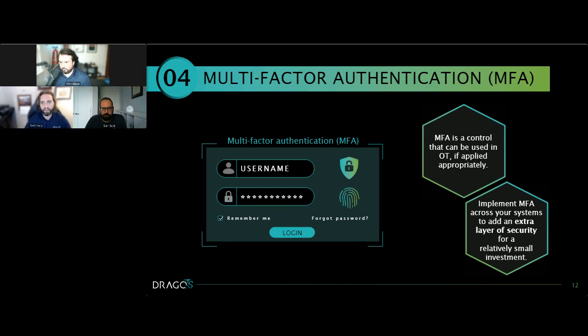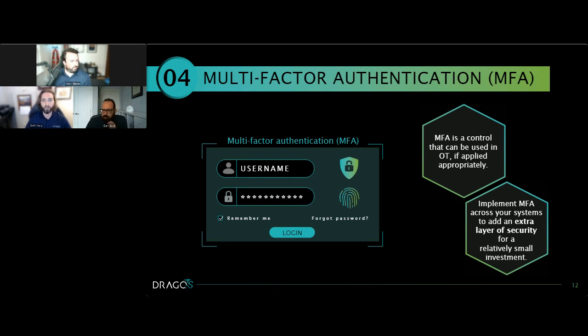Yeah, so multi-factor authentication is kind of an interesting one because we've talked a lot about OT networks being different and unique. And multi-factor authentication is one example of a pretty standard IT control that, if applied appropriately, can be used in an OT context. And so one of the trends of the COVID era, I think, was this increasing push toward remote access, right? And that was kind of true across organizations of all sizes during the pandemic.